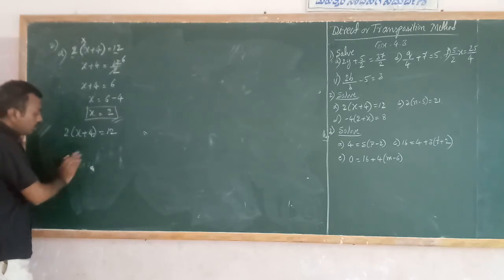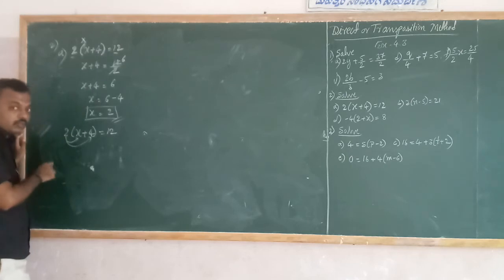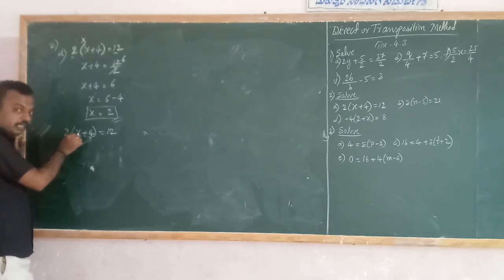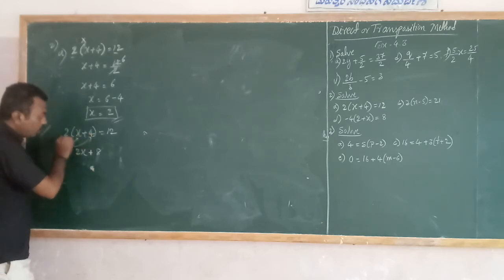Very simple. See, 2 into x and 2 into 4. We have to use the distributive property. Is it right? So we have to multiply 2 by x one time, then multiply 2 by 4 one time. Understood? We have to distribute it. 2 into x is 2x, plus 2 into 4, 8. 2 4s are 8.